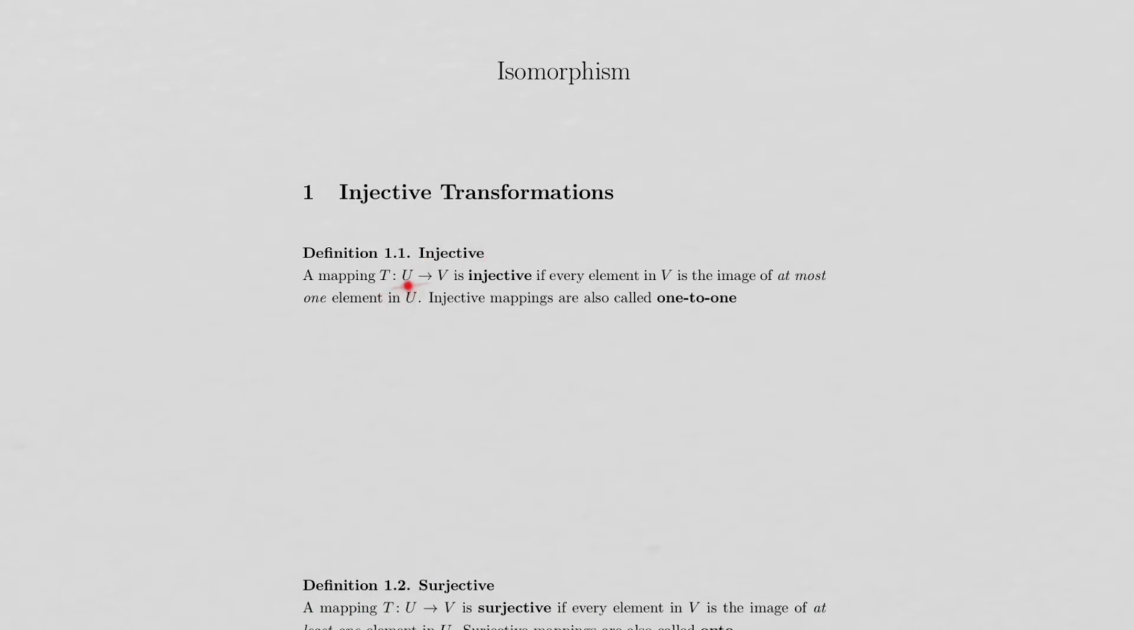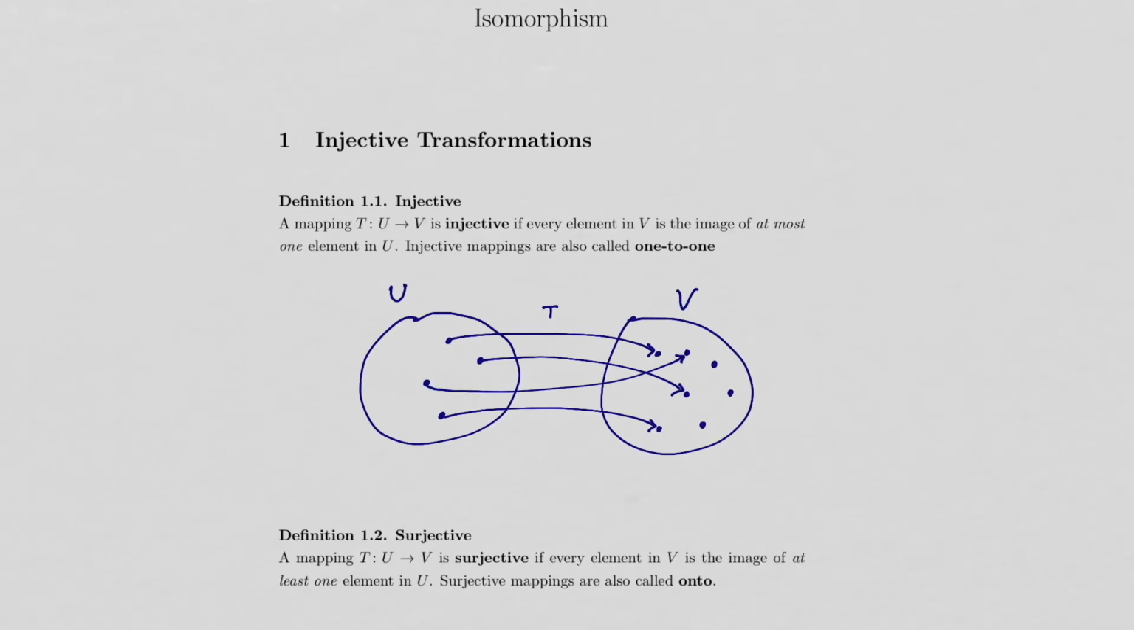A mapping T from U to V is injective if every element in V is the image of at most one element in U. We also call injective mappings one-to-one sometimes. We can picture an injective mapping like this. Here's the set U, here's the set V, which are going to be vector spaces in this course. Here's the mapping T, which will be a linear transformation, and each dot over here in U corresponds to a vector in U. Each dot here in V corresponds to a vector in V, and we can see that this vector in U is mapped to this vector in V, etc.